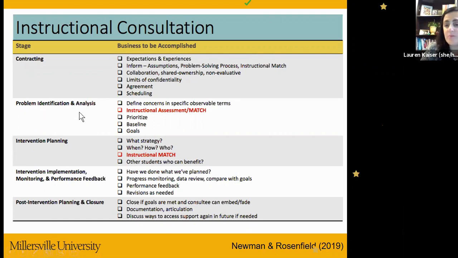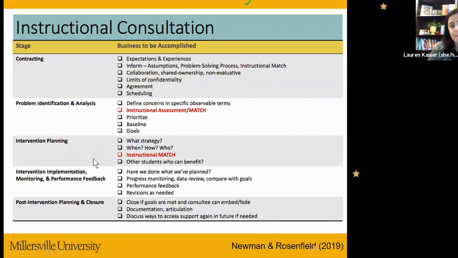And so the next stage would be problem identification and analysis, where you do sit with the teacher, and using those collaborative communication skills we talked about earlier, you'd get clear on the concern, get it more specific and observable, and decide to do instructional assessment. Usually you do about three instructional assessments together. And if it's a behavioral concern, you might also layer in some of that functional behavioral thinking and assessment that we know so well. And then ultimately be able to prioritize, come up with a baseline, and then set a short-term goal.